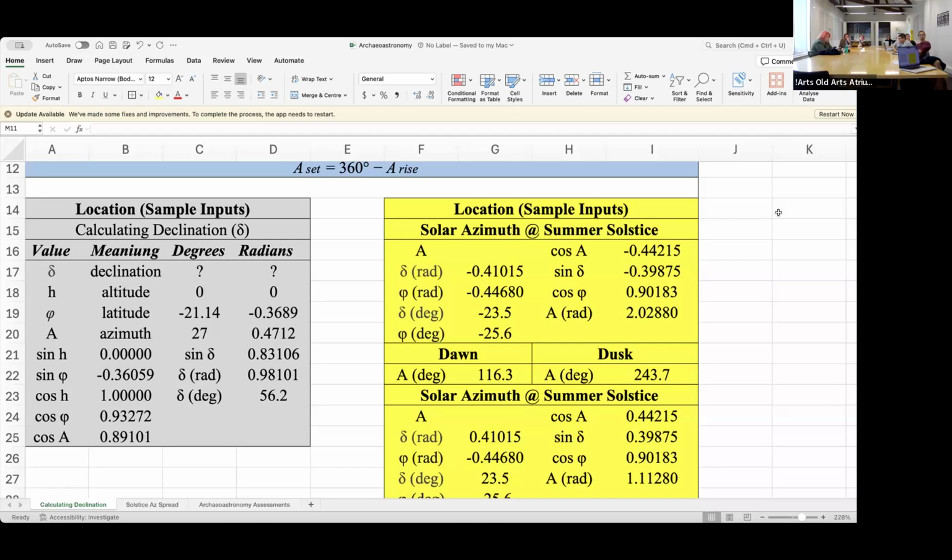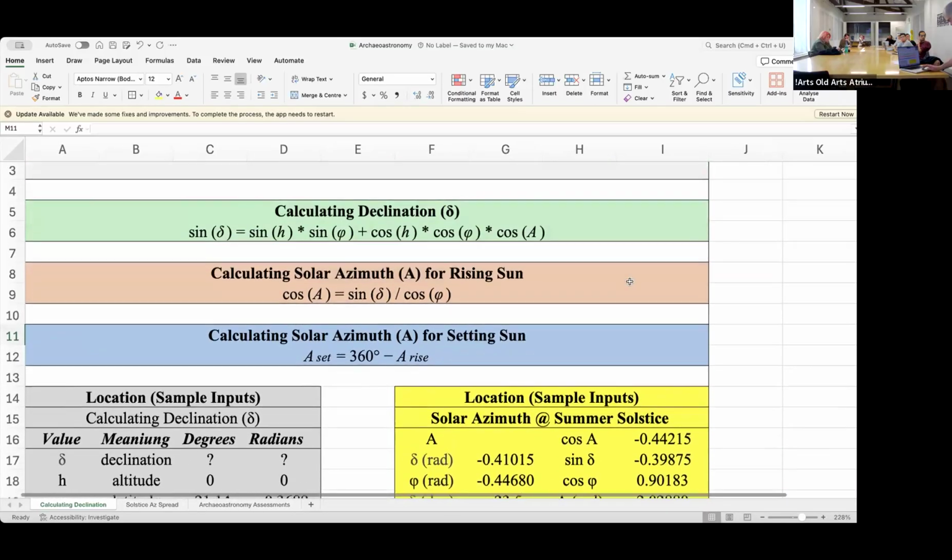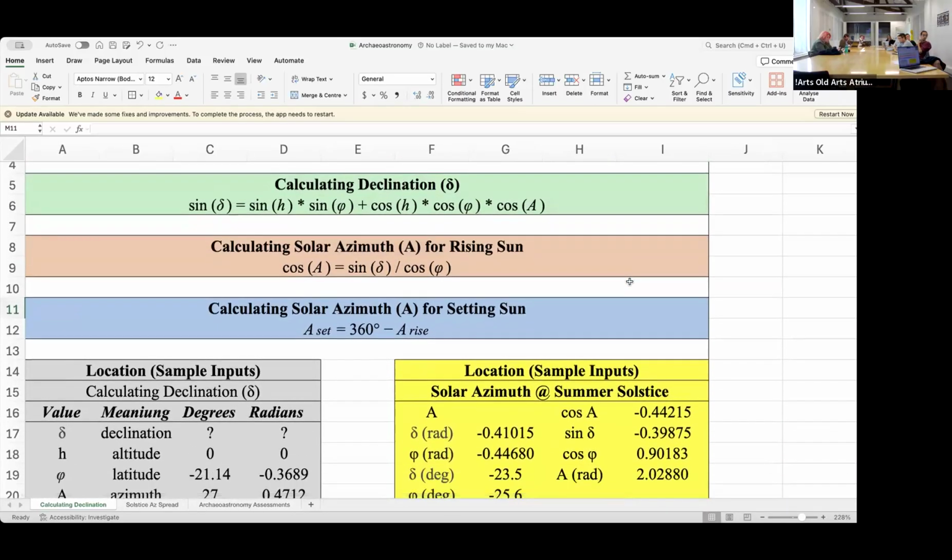So this is just the base equation for being able to calculate our declination, right? So we're going to be using a couple of different things here. We're going to be calculating our declination, then we're going to calculate the solar azimuth for the rising sun and the solar azimuth for the setting sun. So what we count here for the rising sun is the value we plug into there. 360 minus that is going to give us our value for the setting sun. And I don't know what meaning is, but that's obviously a mistake right there. I'll go in now and fix that, because that's just slightly embarrassing.